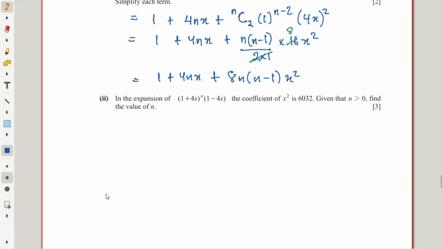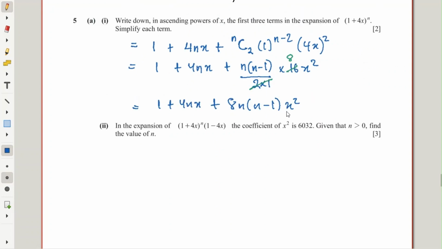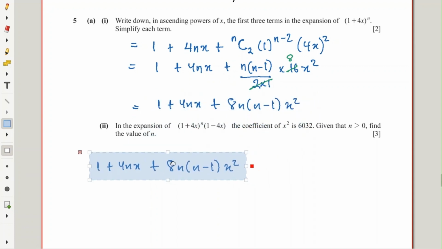Now the b, they say that in the expansion of this, the coefficient of x squared is given by this. Is this okay? So what do you think you can do? Can you pause the video and try this one yourself? All right, I want to believe you paused the video to try it yourself before copying my answer.